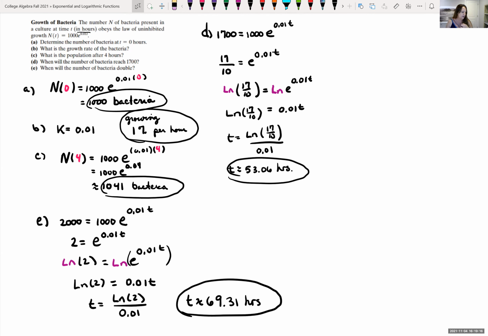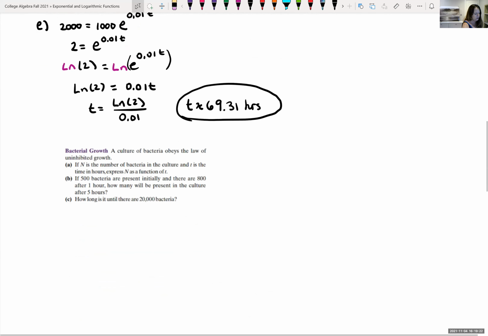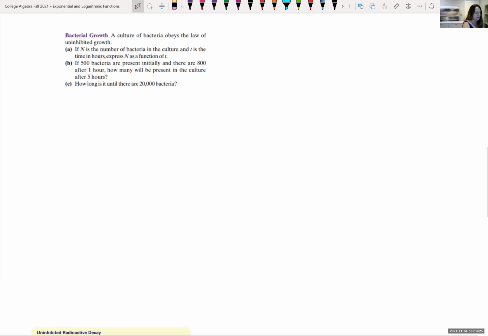Okay, so let's go to the next problem. The following says, a culture of bacteria obeys the law of uninhibited growth. If N is the number of bacteria in the culture and T is the time in hours, express N as a function of T. Okay, so N is the number of bacteria in the culture, and T is the time in hours. And we want to express N as a function of T.